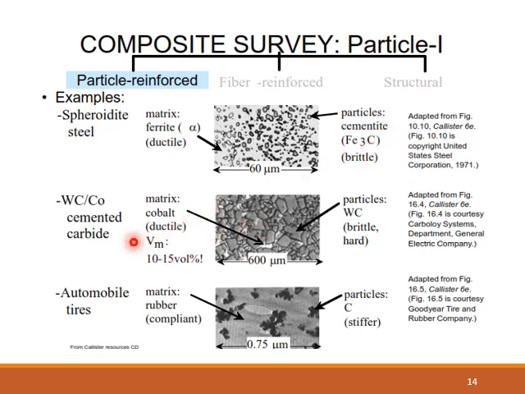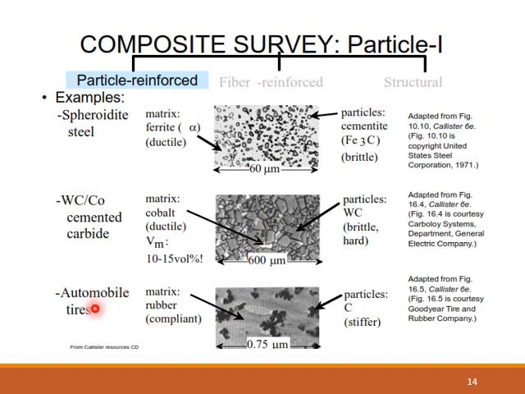Another example is cemented carbide. Cemented carbide is a combination of tungsten carbide and cobalt. Your cobalt is ductile, while your tungsten carbide is very hard and brittle. So this is a particle within a cobalt matrix, and you form a cemented carbide. Also a very unique material that finds application in many engineering areas.